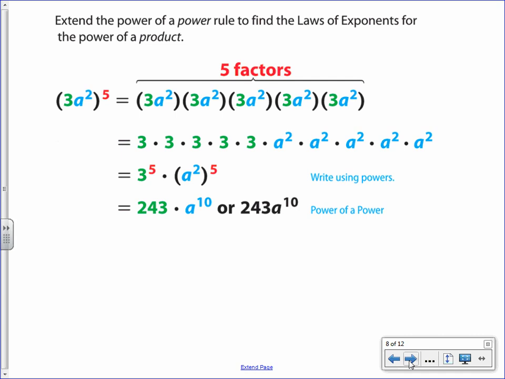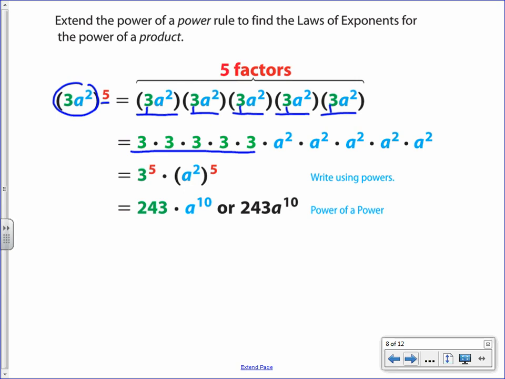3a squared, all raised to the fifth power. What they did here is a little bit different. They have the 3 in green, they have the a squared in blue, and they have the exponent of 5, raising it to the fifth power in red. Well, they're taking 3a squared and they're writing it out 5 times. Okay? 5 times. Now they're breaking it down and taking the 3 and putting it all together. All right? Associative property says I can group it any order that I want.